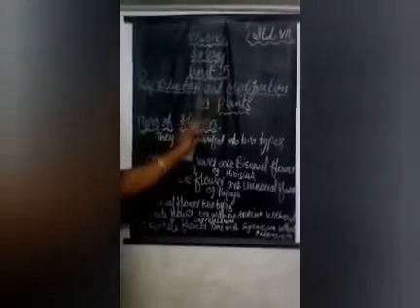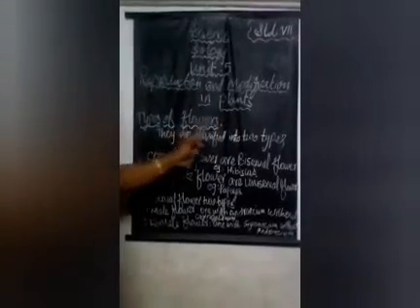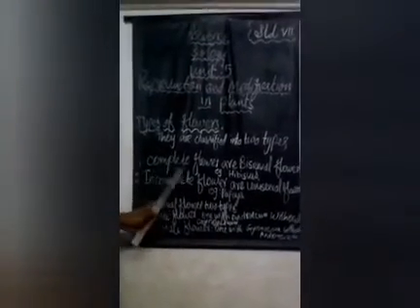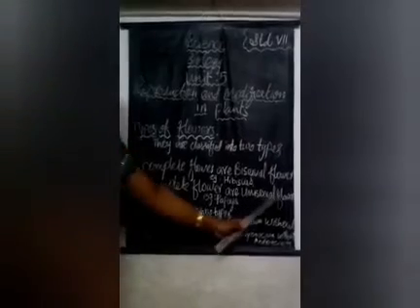Biology section, Unit 5, Reproduction and Modification in Plants. Today let us start with types of flowers. They are classified as follows. First one, complete flower or bisexual flower. Second one, incomplete flower or unisexual flower.